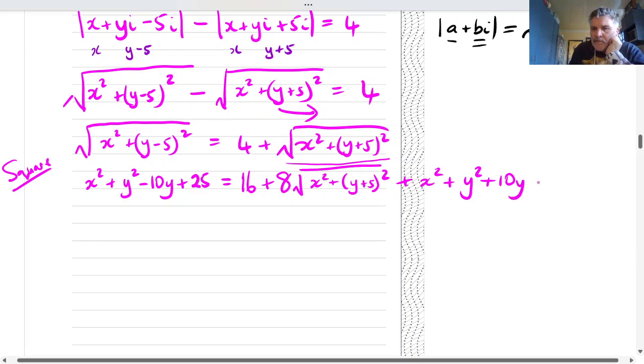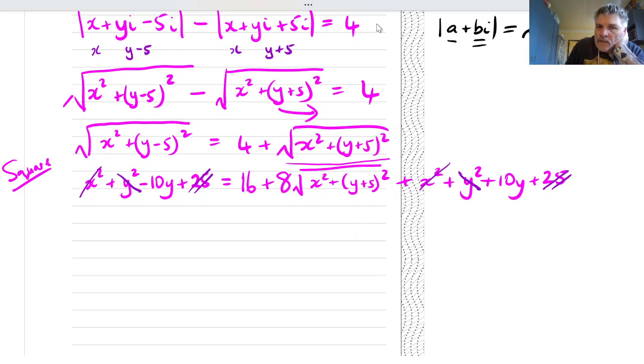This time it's going to have a plus 10y in the middle, and that helps us because we notice we've got an x squared on this side, we've got an x squared on this side, we've got a y squared on this side, we've got a y squared on this side, we've got 25 on this side, and we've got 25 on this side, so a whole lot of cancellation occurs, which is going to make our life a little bit easier.